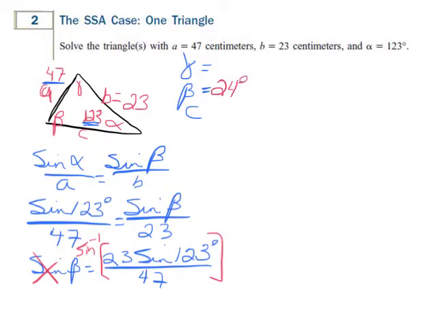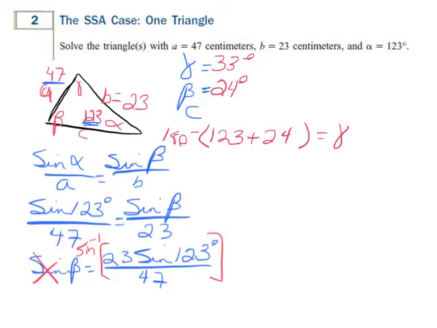If we know what beta is, that means we can find out what gamma is now, because we've got two angles. So remember that 123 plus 24, we want to subtract that from 180 in order to get gamma. So we got gamma is 33 degrees. All we need to do now is find C, find our side.